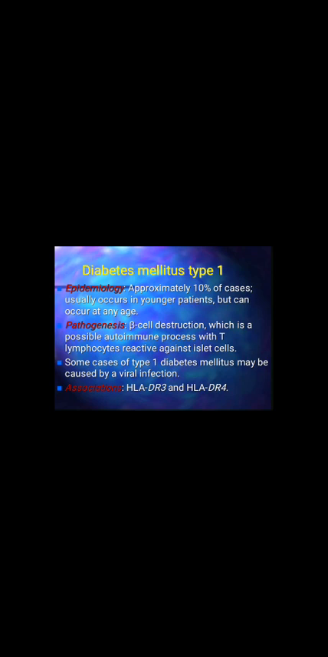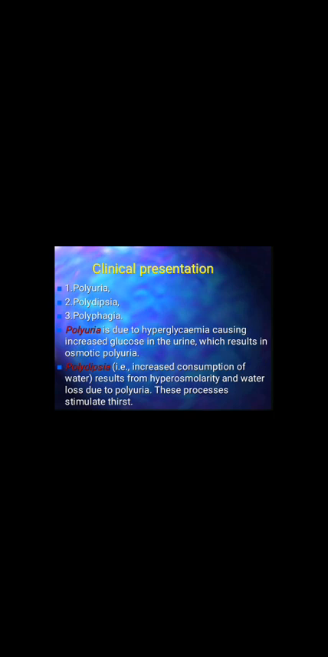What are the clinical presentations of diabetes type 1? We shall call this the 3 P's. If you see them, then there are high chances that this patient could have diabetes mellitus type 1. The first one is polyuria. Polyuria, what does it mean? This is due to hyperglycemia causing increased glucose in urine, and as a result, a person will be passing out large volumes of urine. And the second clinical presentation is polydipsia, that is increased consumption of water.